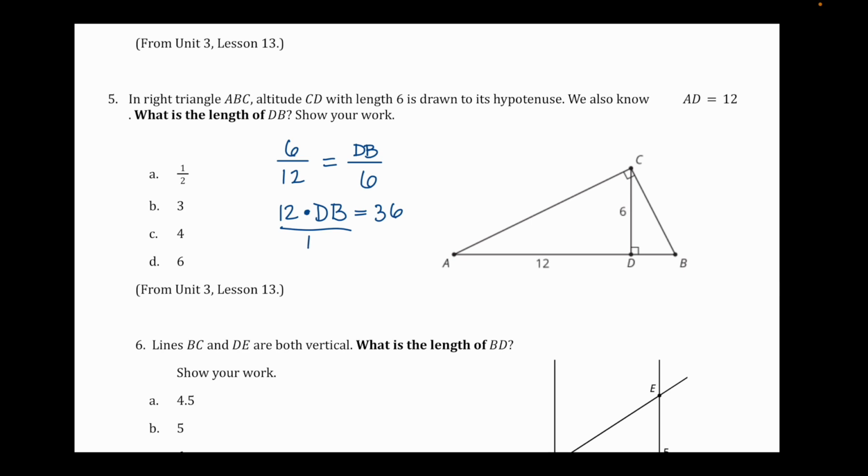So all we do is divide by 12 on both sides to get rid of 12, and that means that the length of DB is 3. So our answer here is choice B, because of this one.